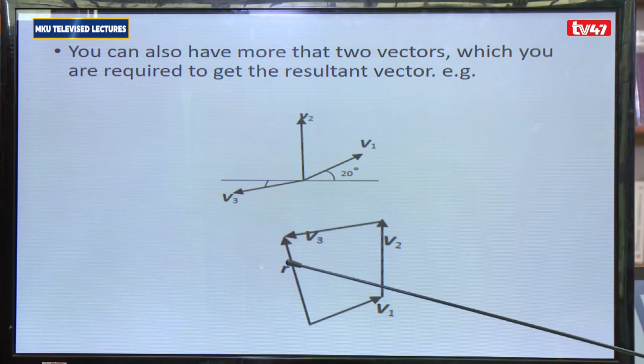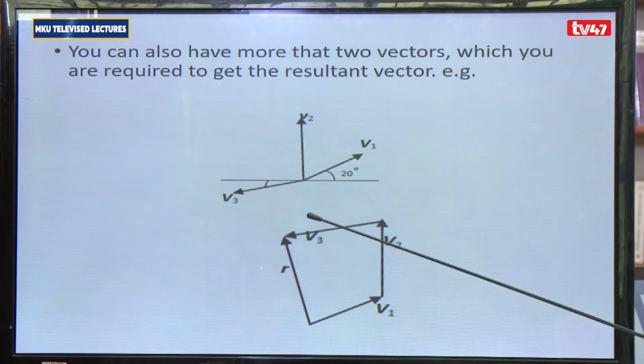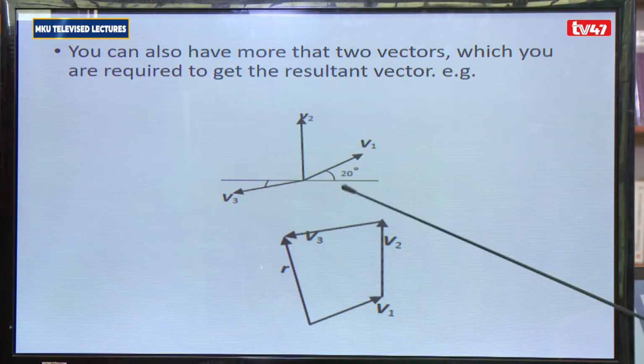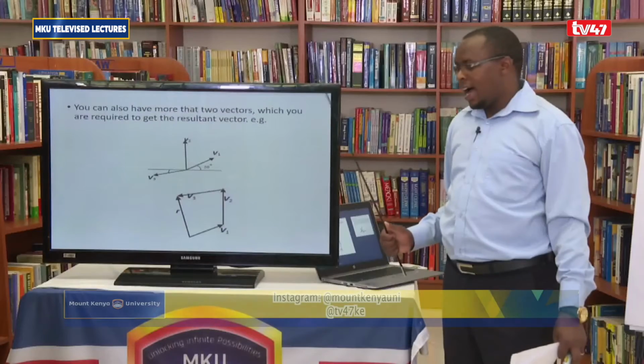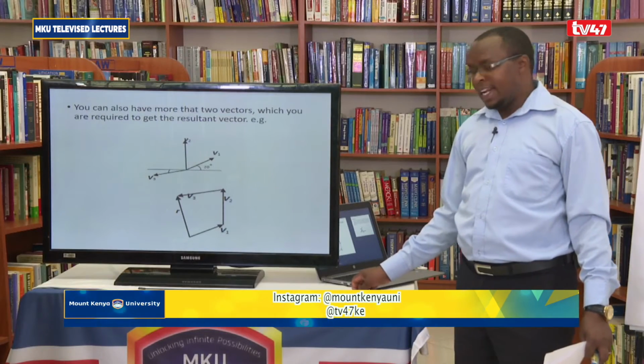The order actually is not something that should matter. You can start with any, you can start with V3, you can start with V2, as long as they have got the same length and the same direction.